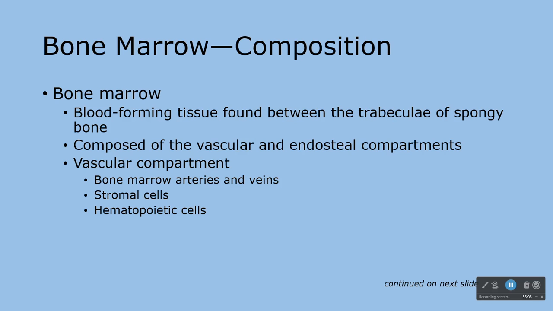There's red marrow, which is what we want to make the cells, and then there's yellow marrow. Yellow marrow is nothing but fat. It is lipids, okay? It's there for cushion for us. So it's composed of vascular and the endosteal compartments, all right?